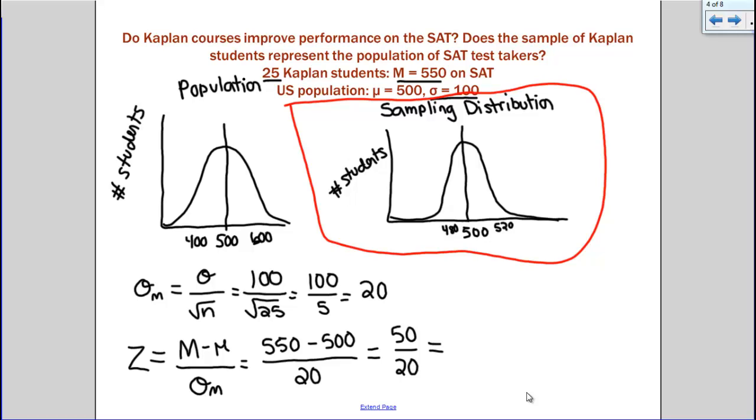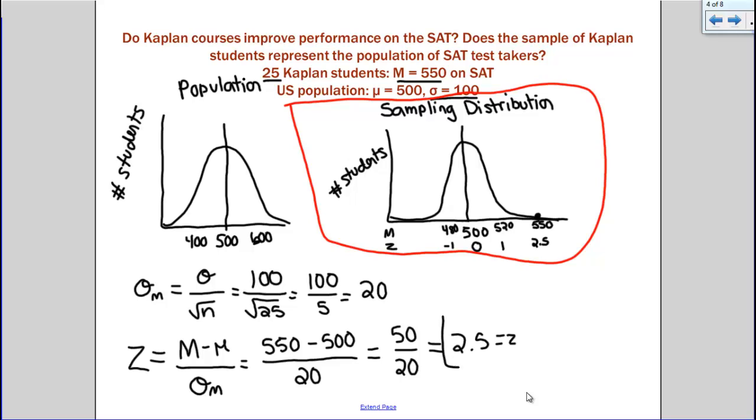So 50 divided by 20 gives you 2.5. That's our z-score. So if we were drawing our values here, so the z-score for 500 would be 0 because that's our population mean. 480 would be -1 because that's one standard error below. 520, one standard error above. So our Kaplan students who got a 550, they're like out here, right? With a z-score of 2.5. They're really extreme. They're in a really low frequency part of the distribution, and we know that they're extreme because they have a z-score with an absolute value of 2 or greater.